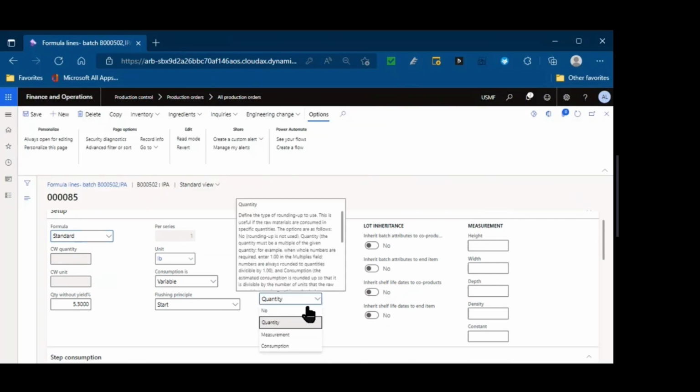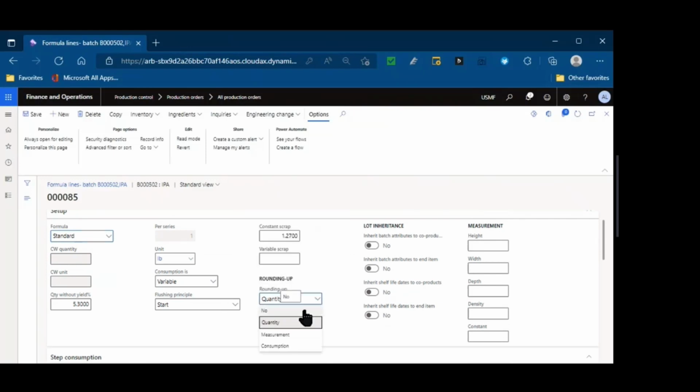There's 4 settings that can apply. No, which never rounds up. You just always have the exact consumption of your quantity plus your constant or variable scrap. We have quantity-based, which is going to round the quantity, but not the constant scrap. So it's not the total consumption. It's really just rounding the quantity required and leaving the scrap as is.